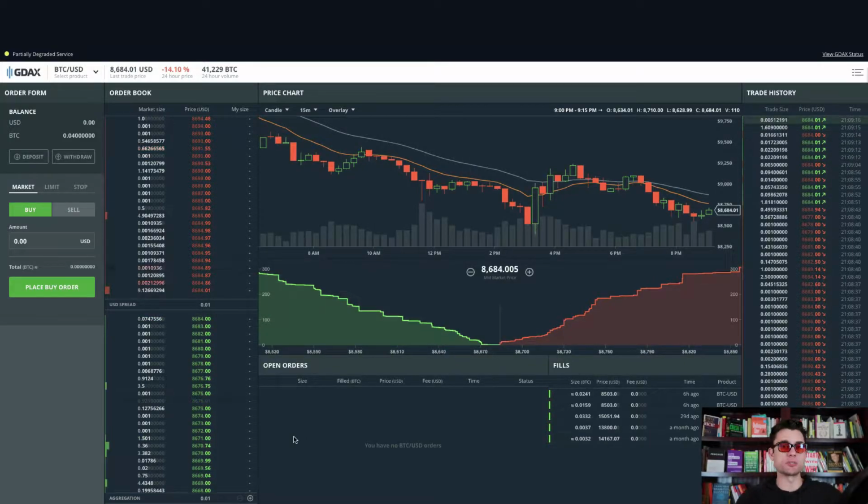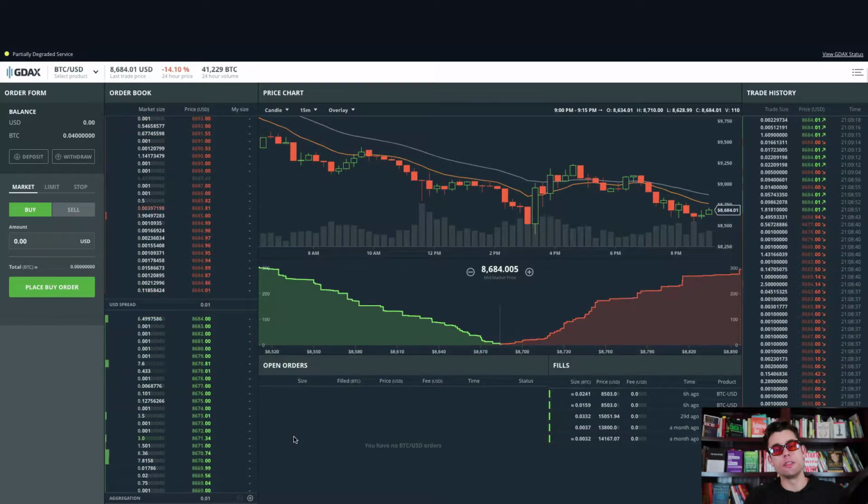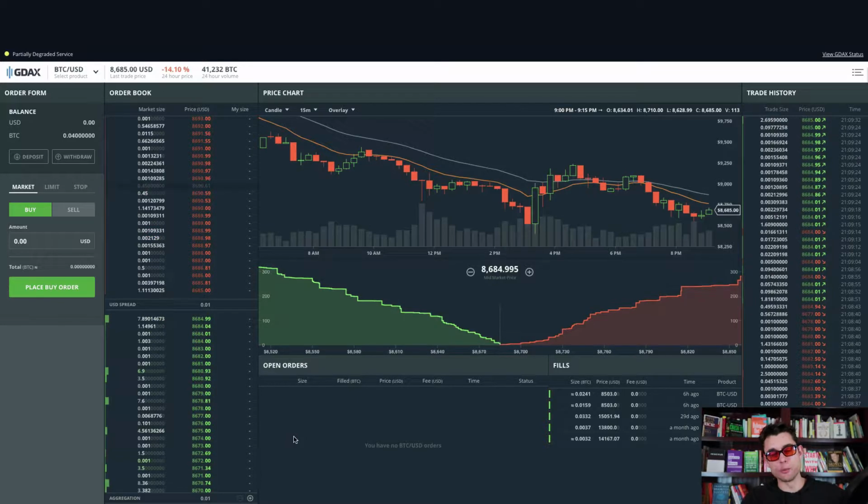GDAX is really cool because it's probably the first exchange that you're going to use outside of Coinbase. And this makes sense because GDAX is actually part of Coinbase. It's the more advanced exchange that's part of the Coinbase platform. So what that means is that if you sign up for Coinbase, you will automatically get a GDAX account.